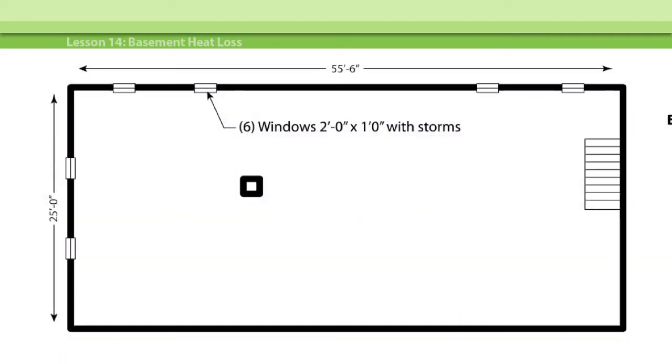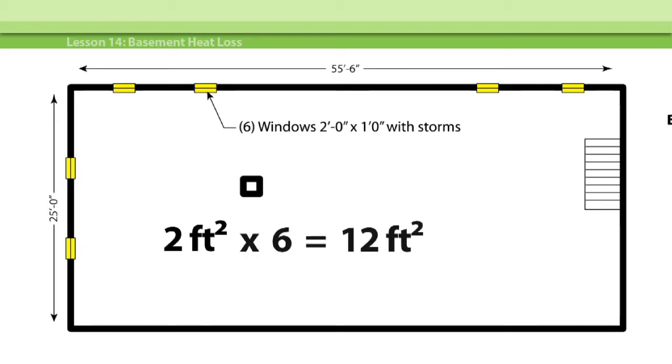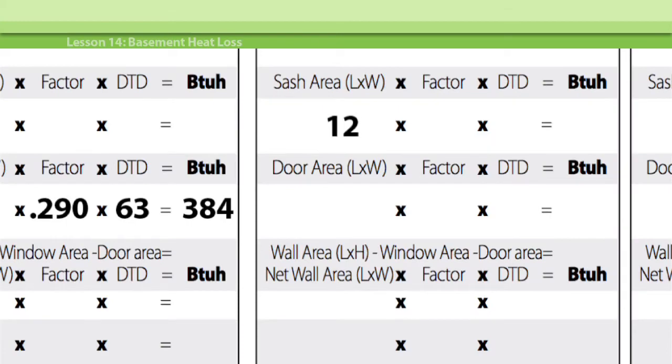Next is the window loss. Now you see them, they're there. We have 1, 2, 3, 4, 5, 6 windows. Each one of them is pretty small, but they're there. They're only 2 square feet each. That's a total of 12 square feet of window area in the basement. Let's put that down in our worksheet.